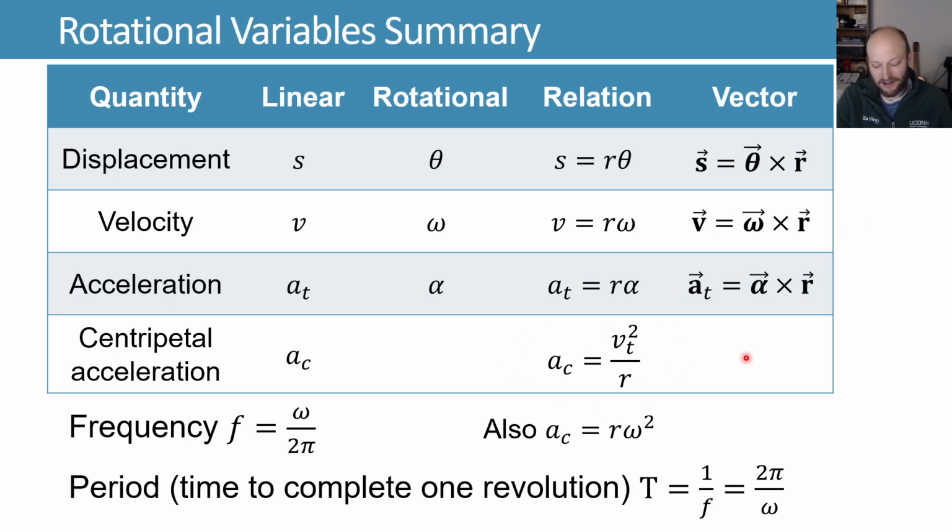To remind ourselves, centripetal acceleration is v squared over r, and we have these relationships for things that are spinning in circles or undergoing periodic motion of some sort, where we can say the period, or the time to complete one revolution, is 1 over the frequency, which is 2 pi over omega. We have the frequency in terms of omega as well. We have our centripetal acceleration in terms of omega if you'd like it. Lots of fun stuff there.